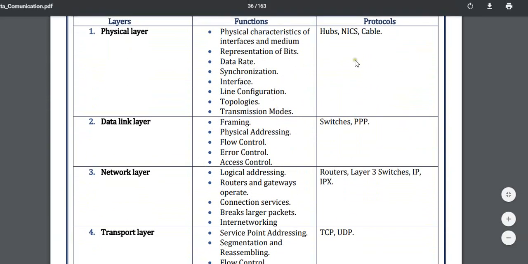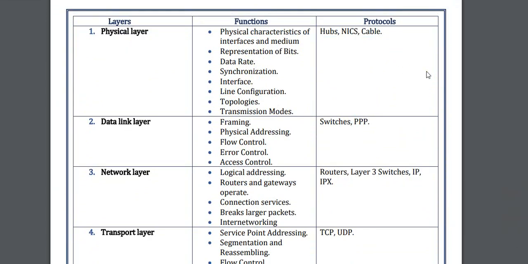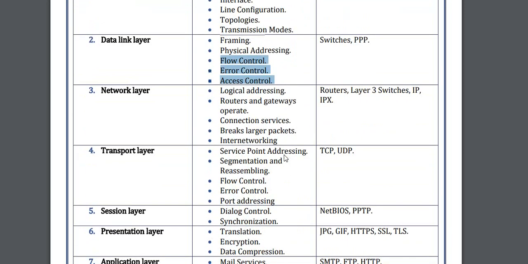Here are the functions and protocols of each layer. The physical layer deals with data rate, synchronization, interfacing, line configuration, topologies and transmission mode. In the data link layer we need to do framing, physical addressing, flow control, error control and access control. The most important things are framing, flow control and error control. Flow control and error control can also be done in the transport layer.